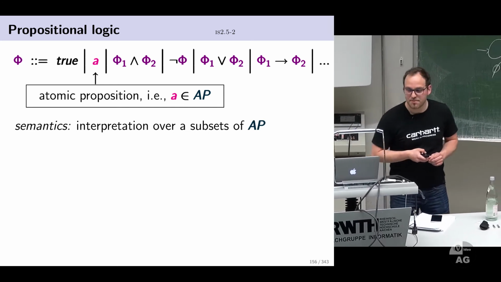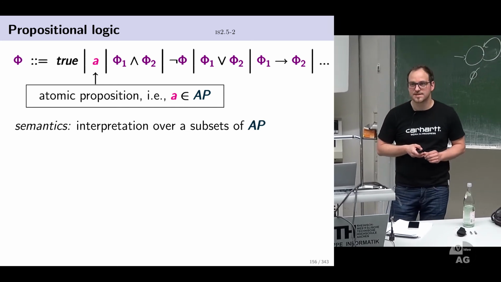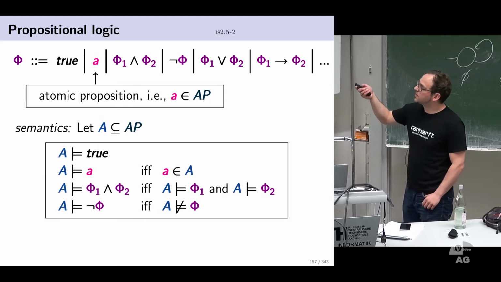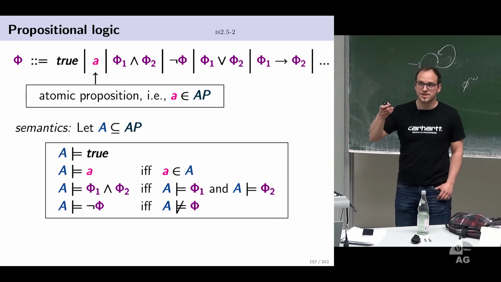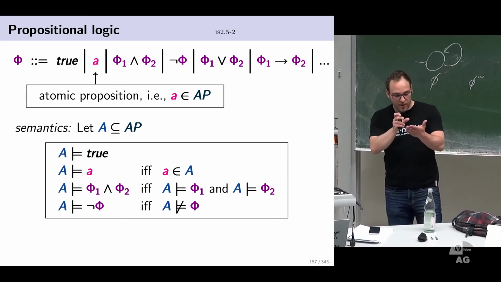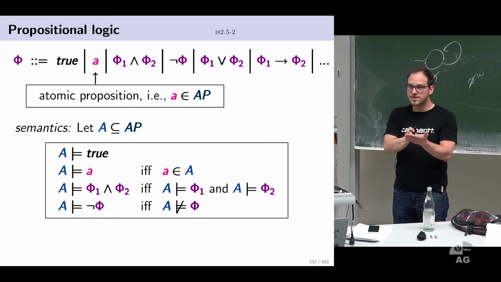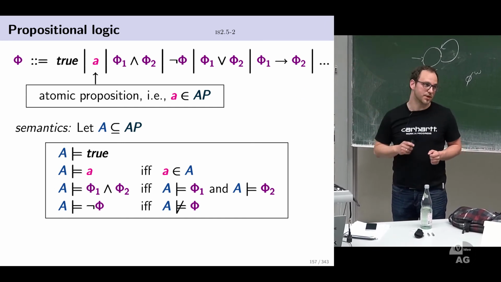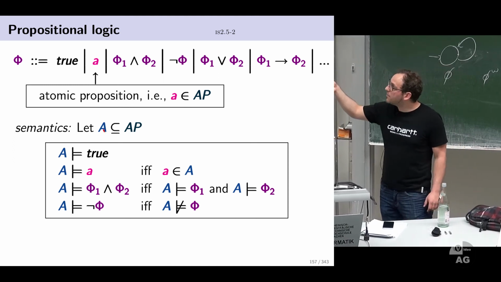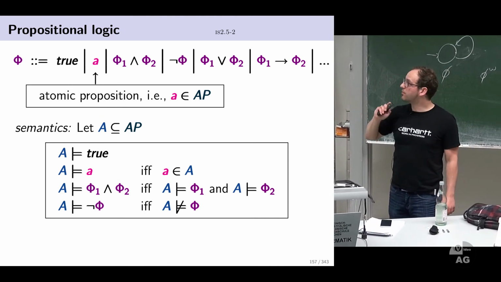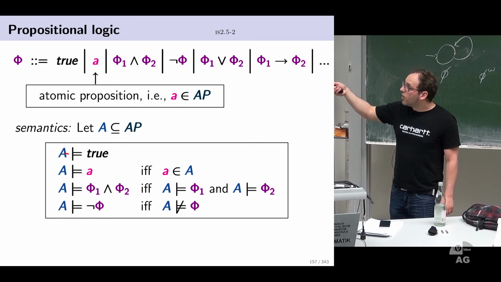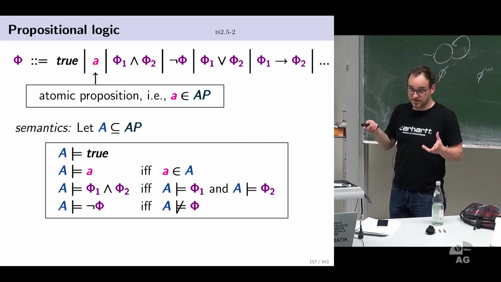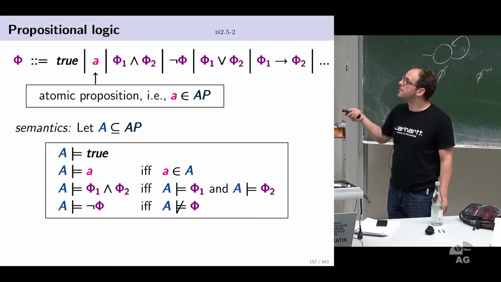Now we want to give it a semantics in terms of subsets of atomic propositions. And how are we going to do this? We're going to define another satisfaction relation, but this time we're defining when a set of atomic propositions satisfies a propositional logic formula built according to this grammar. So let's take an arbitrary subset A of atomic propositions. Then all of them satisfy true, because true doesn't impose any requirements intuitively on the set A.